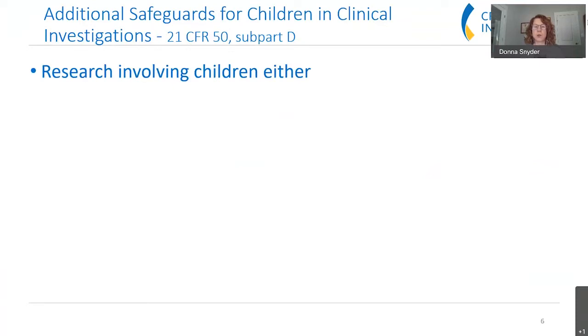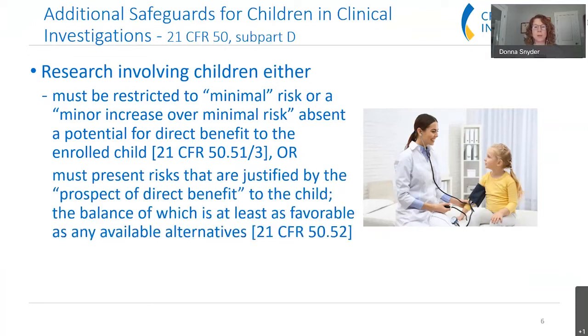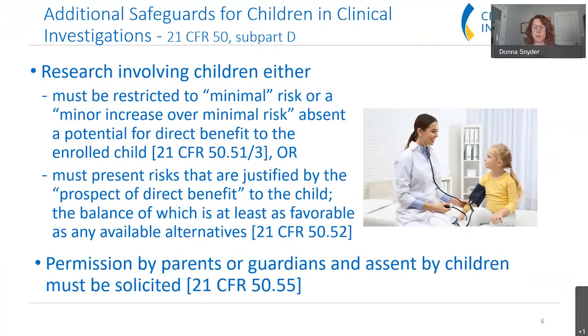So research involving children either must be restricted to minimal risk or a minor increase over minimal risk absent a potential for direct benefit to the enrolled child, or must present risks that are justified by the prospect of direct benefit to the child, and the balance of this needs to be at least as favorable as any available alternatives. And we'll talk in a few minutes about what minimal risk and minor increase over minimal risk represent. And of course, we want to obtain the permission of the parent or the guardian and the assent of the child if the child is capable of providing assent.